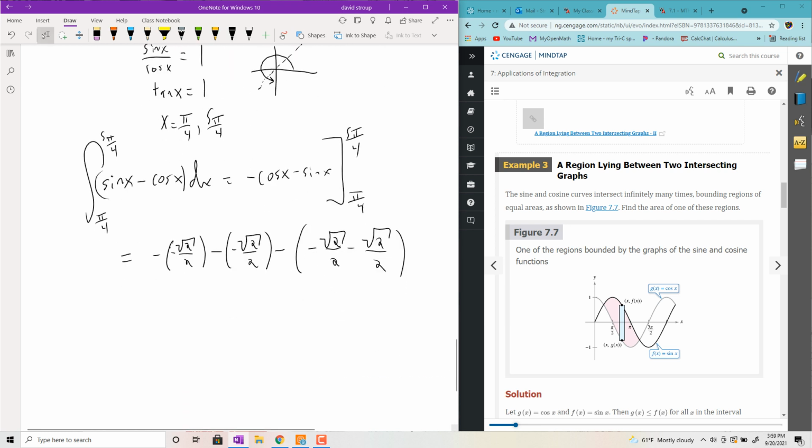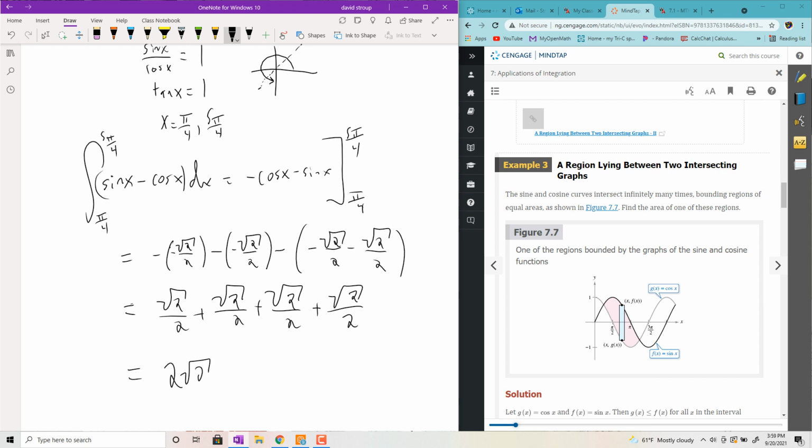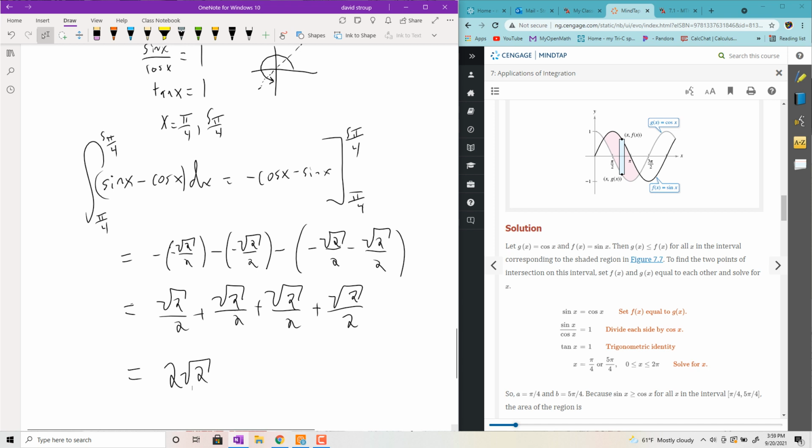And then what do we have? Root 2 over 2 plus root 2 over 2 plus root 2 over 2 plus root 2 over 2. So there's 4 root 2 over 2's. So you get 2 root 2 for your final answer.